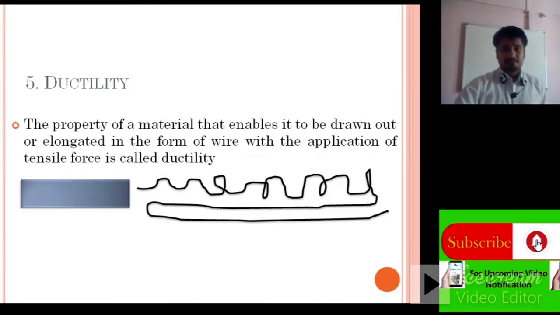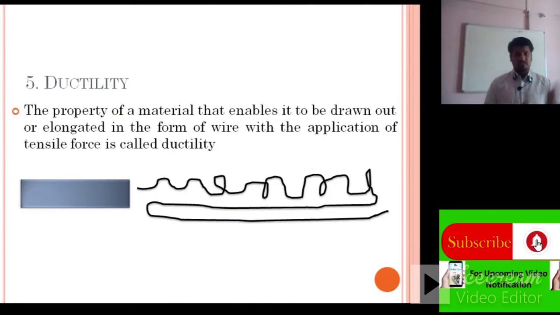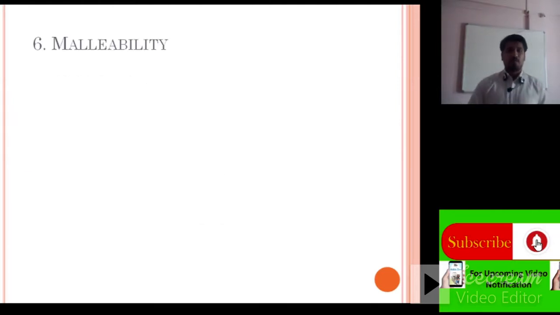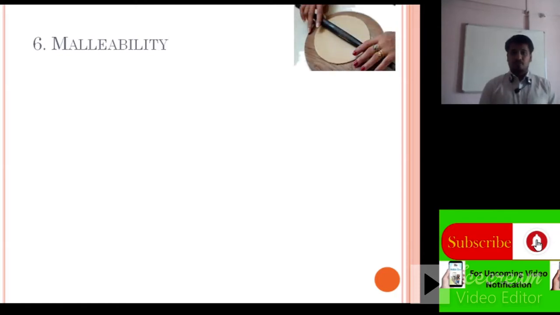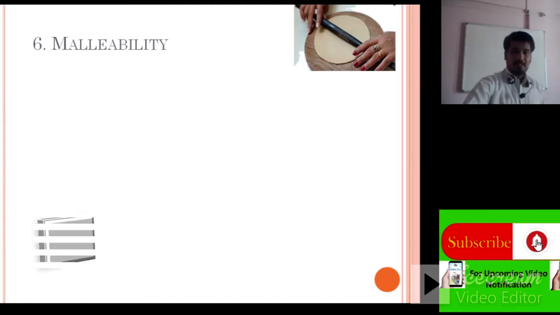Okay, then we will read the statement of ductility. The property of a material that enables it to be drawn out or elongated in the form of wire with the applied tensile force is called ductility. Okay, after that the next property is malleability. Here also we have seen many times the example of malleability.